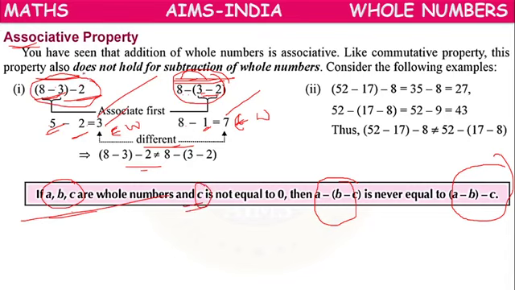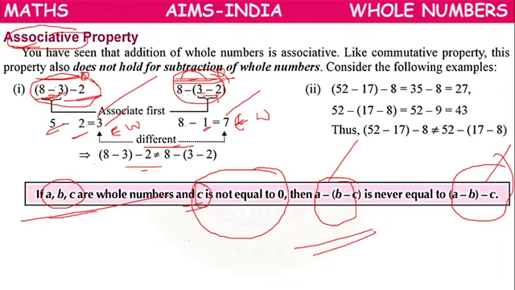If C is 0, in two places, if we take 0, 8 minus 3, 5. The result is the same. So here one condition is compulsory we have to follow: C is not equal to 0. In that case, this difference is not equal to this difference. So they won't follow the associative property. It means if we change the order of subtraction of three whole numbers, the result will be different. So that's why subtraction of whole numbers never follows the associative property.